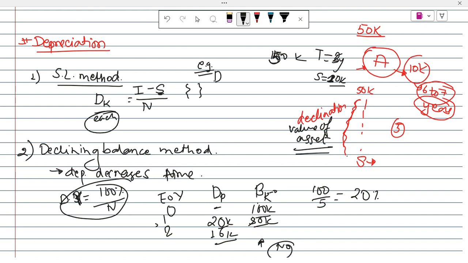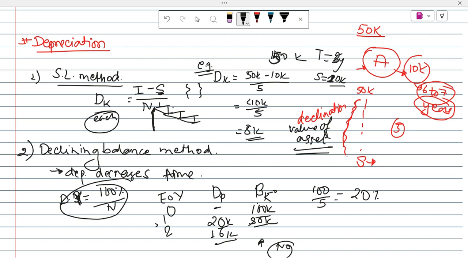So our depreciation amount is 50k minus 10k upon time, which is 5 years. So this is 40k upon 5 years. This is 8k per year depreciation. Simply, we can plot that at the end of the first year, the worth of the asset is 50k, and it has now declined by 8k. After that it has also declined by 8k. This value is the same, 8k, 8k, and again 8k.